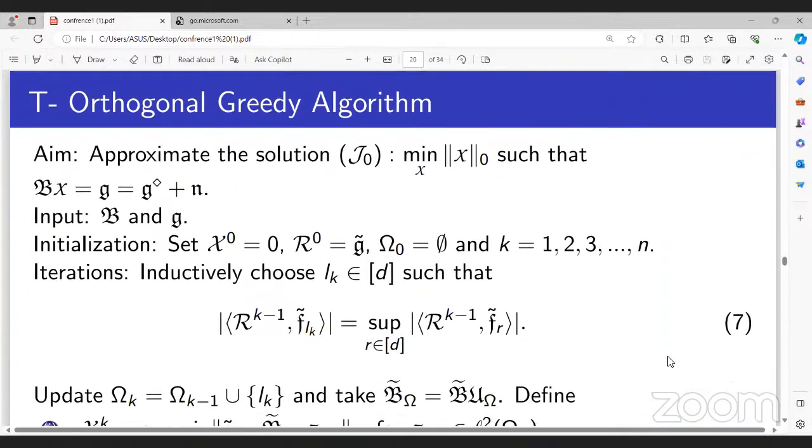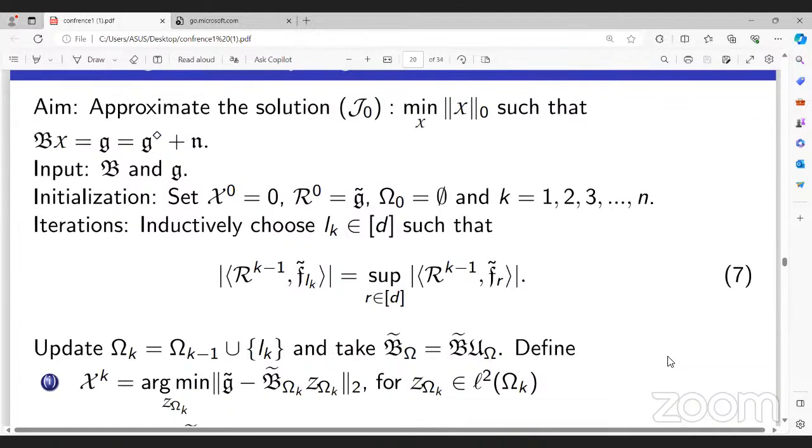So this is the Tikhonov orthogonal gradient algorithm, or TOG algorithm. Our aim is to approximate the solution, minimize ‖x‖ such that x satisfies the equation Bx = g. So we have input B and g.